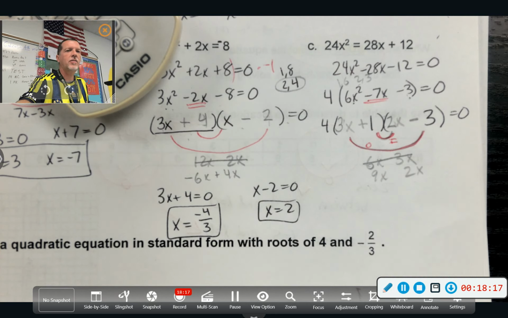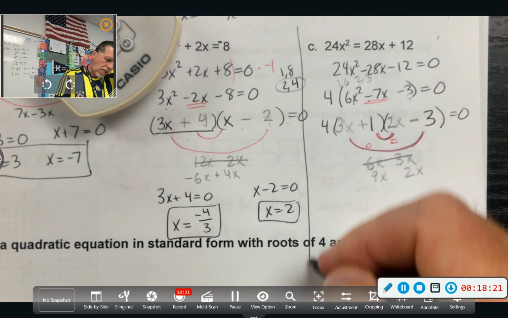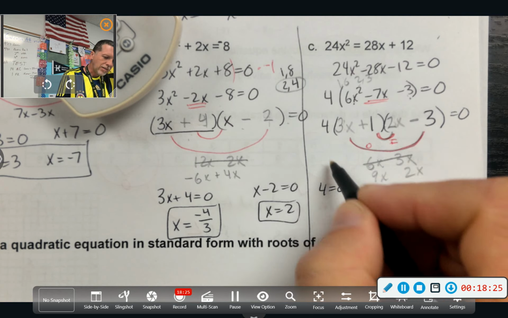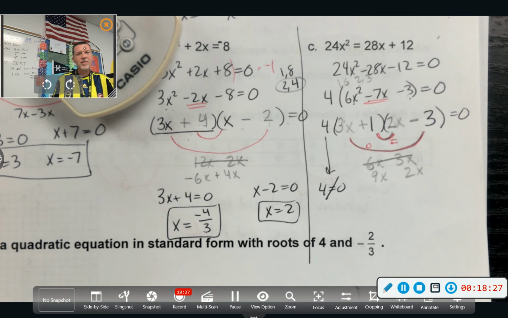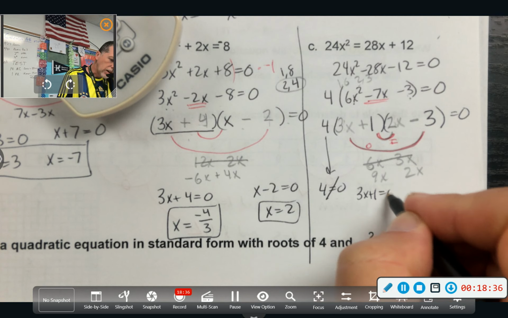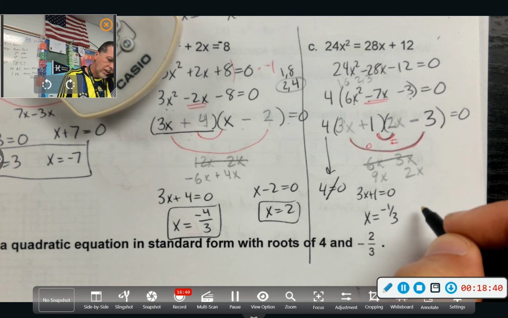All right, let's set our factors equal to 0. I can set all 3 factors equal to 0, but 4 equals 0 doesn't make sense, so I can throw that one out, which is why we might have divided by 4 in the first place and just gotten rid of it. So x equals negative 1/3.